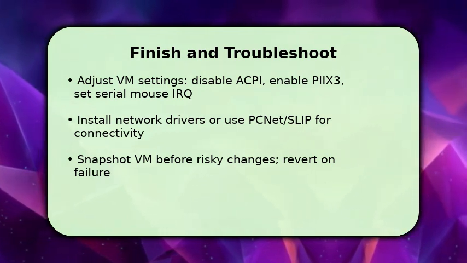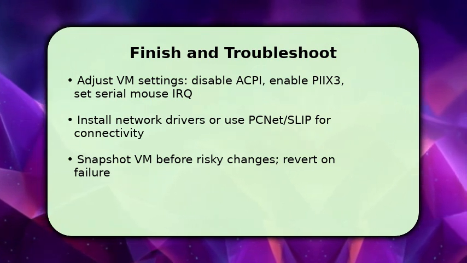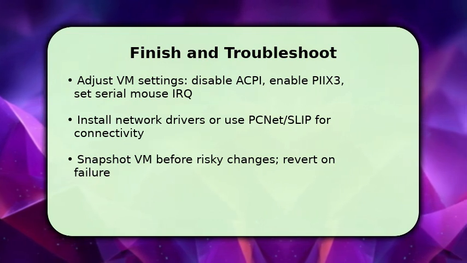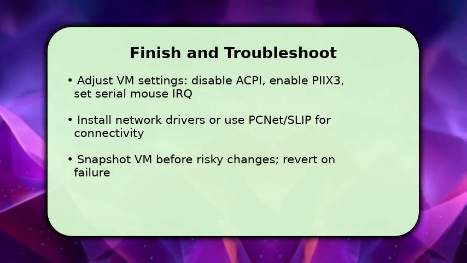If something goes wrong, revert to the snapshot you took before major changes. If boot fails, boot the floppy, check fdisk/format, and restore the disk image.